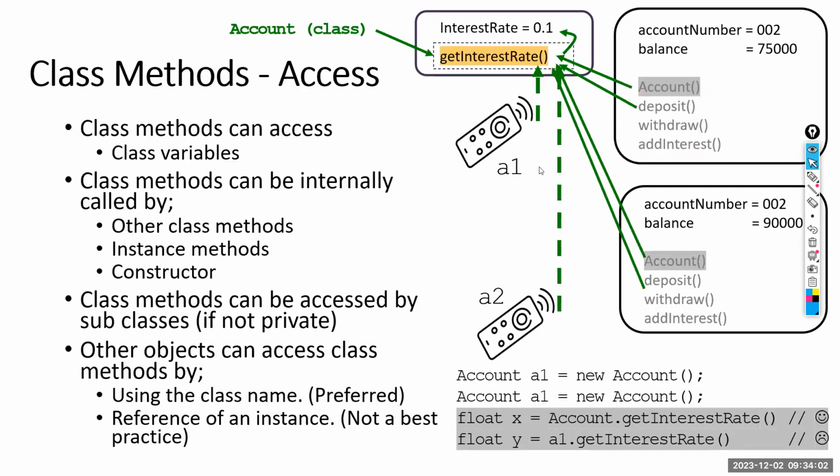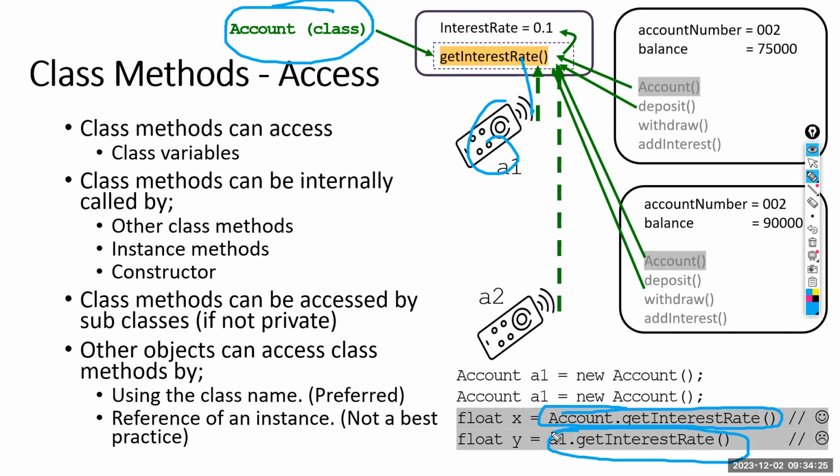And for class methods, again, the best practice is to call class methods using your class name. Something like this. That is the best practice. Allowed but not a good practice is to use your references to call class methods. So you can do like this, but that is not the best practice. So try not to do it.